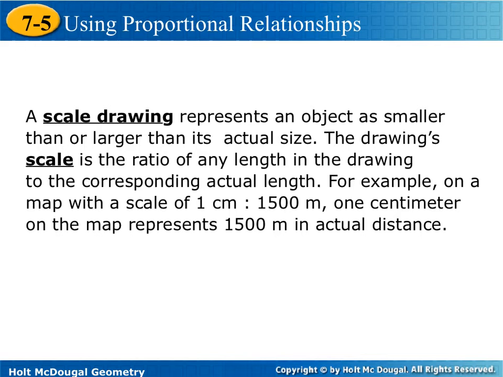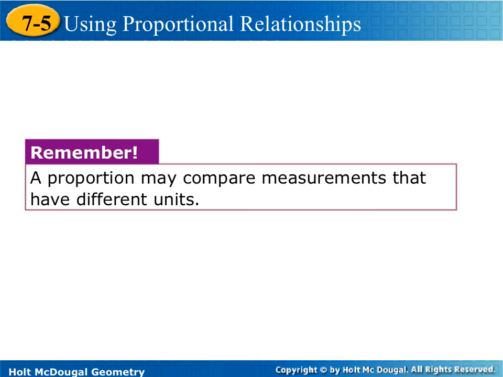All right, next we have a scale drawing, which represents an object as smaller than or larger than its actual size. The drawing scale is the ratio of any length in the drawing to the corresponding actual length. For example, on a map with a scale of 1 centimeter to 1,500 meters, 1 centimeter on the map represents 1,500 meters in actual distance. So we're going to do some examples.